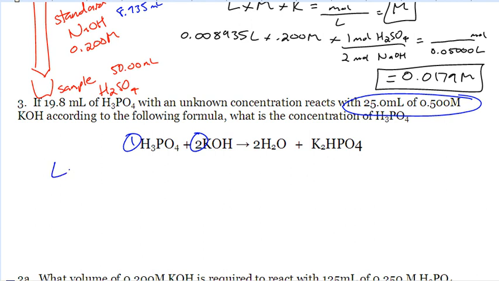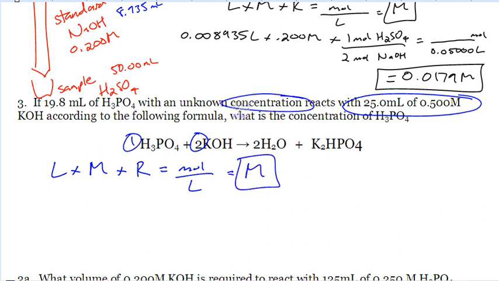So liters in molarity times the ratio will give us moles, and you want to divide that by liters, and you'll end up with concentration. And that's what we want to find, concentration. So 0.0250 liters times 0.500 molar times the ratio. We want to end with H3PO4. That's got to go on top. We've got to cancel off KOH.